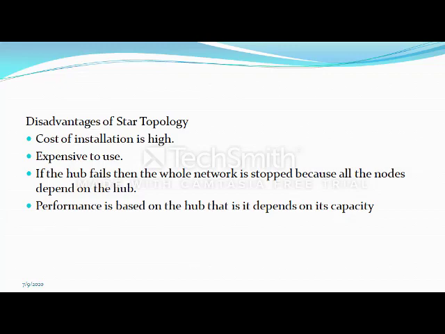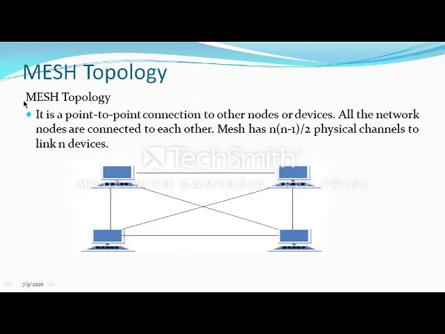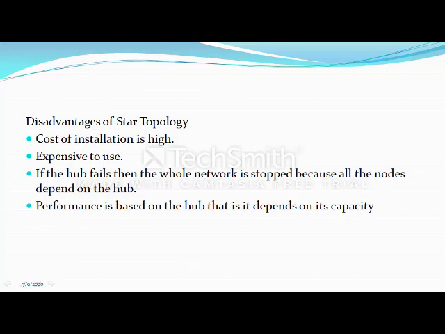What are the disadvantages of star topology? Cost of installation is high. It is expensive to use. If the hub fails, then the whole network is stopped, because all the nodes are connected to that hub.